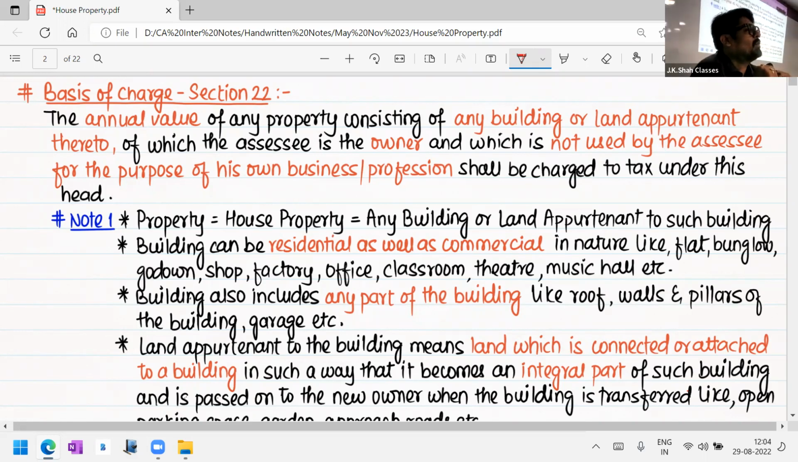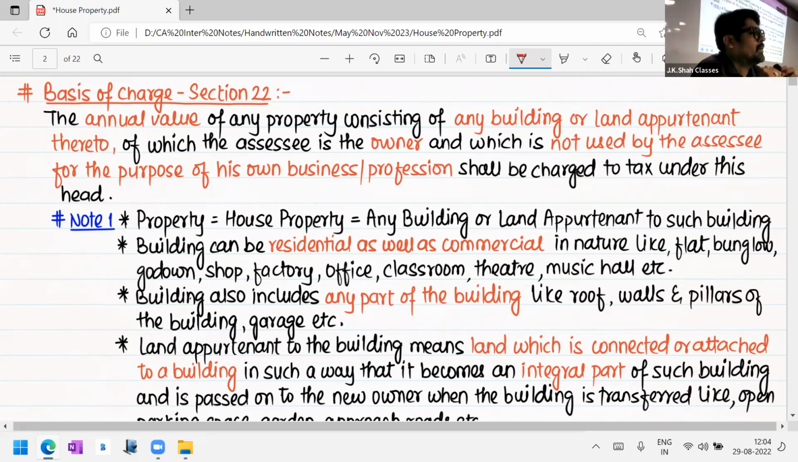So can you have 4 house properties of which you are the owner? Yes, sir. Out of the 4 properties, 1 property is used by you in your business or profession. You ignore that property. What about the other 3 properties? Those 3 properties are not used by you for your own business or profession, so you bring all these 3 properties under the head house property. Right? Now for every property which you have classified under the head house property, you need to calculate annual value.